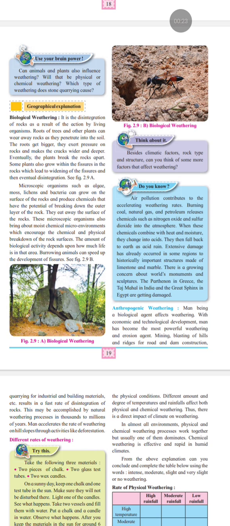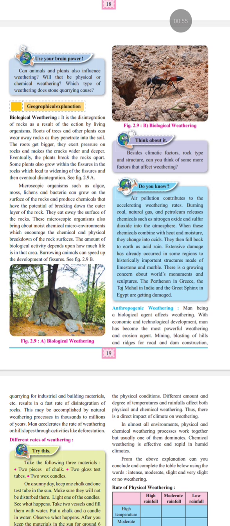First, what does biological mean? Biological means related to living organisms. When rocks are broken or weakened due to the activities of plants, animals, and microorganisms, it is called biological weathering. Remember this.